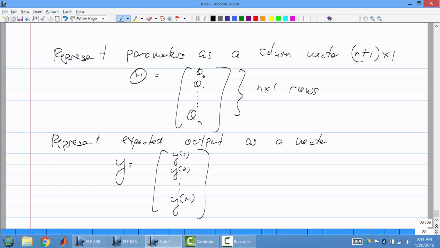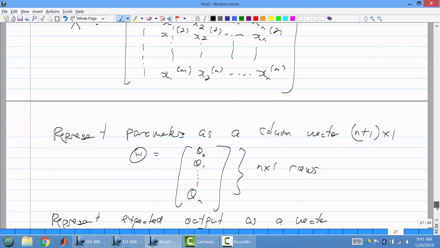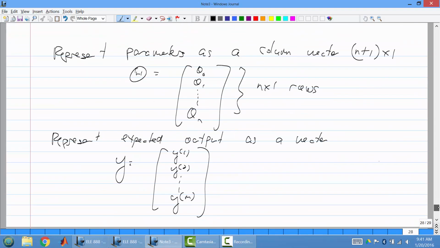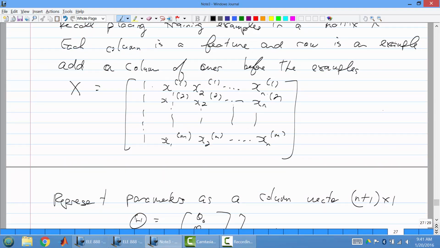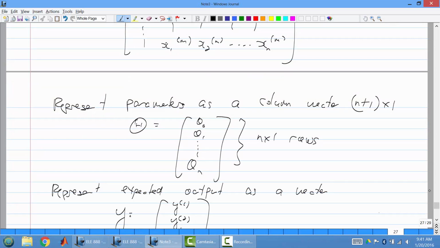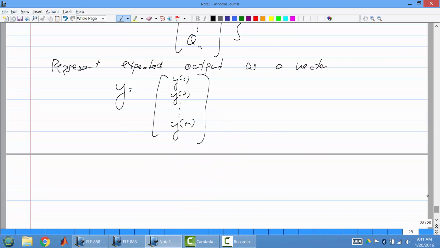So let's start slowly here. So we've got this. You have your matrix of points. You add a column of ones, and then you also have your vector of parameters. And then you also have your vector of expected outputs for each example.